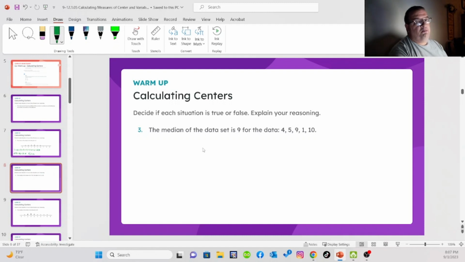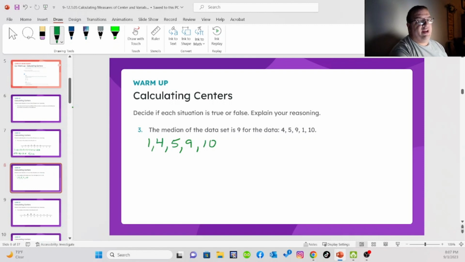So unlike mean, which means average, median is the number that is in the middle of the data set. It is the number that will divide your data set exactly in half. And anytime I'm going to calculate the median, the very first thing I need to do is order my data set from least to greatest. So I need to arrange this in order, so that makes it 1, 4, 5, 9, and 10.